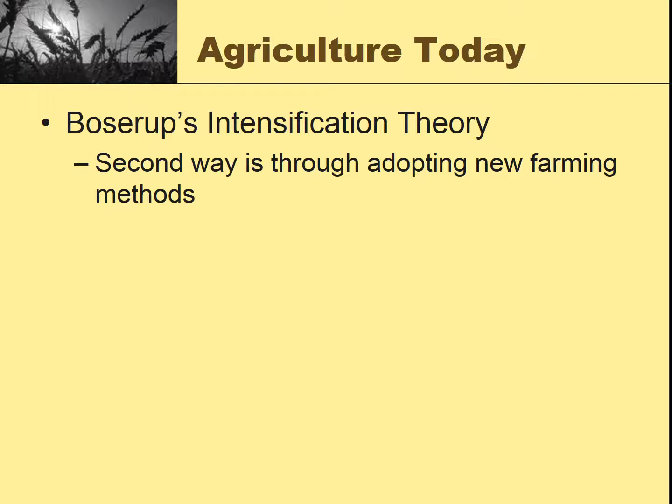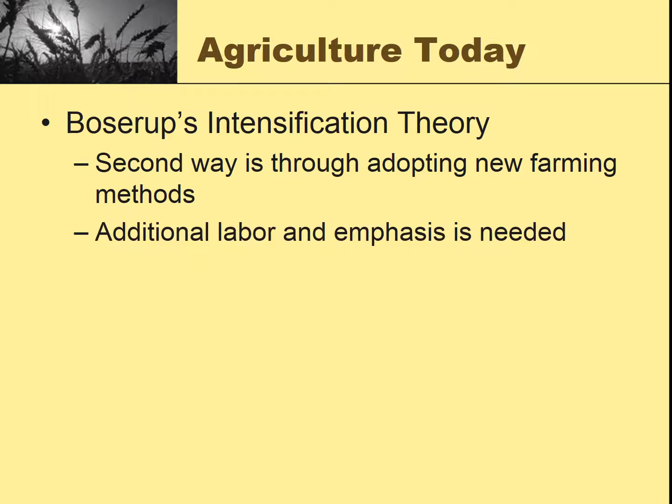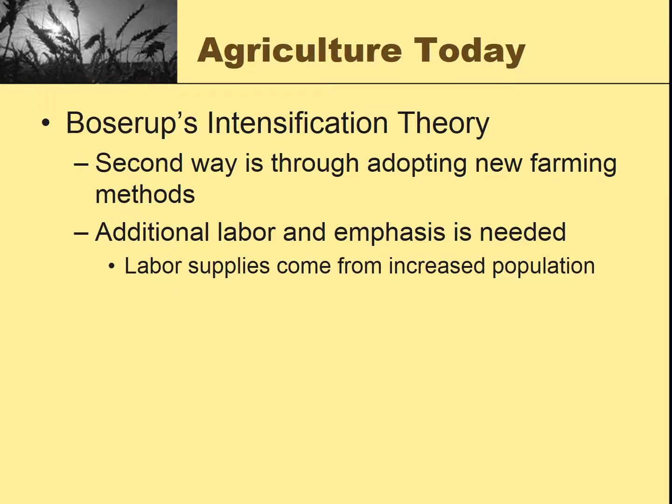Her second method of increasing intensification is through adopting new farming methods. And to adopt new farming methods, additional labor and emphasis is needed. Focus on the labor, okay? Labor supplies come from an increased population.